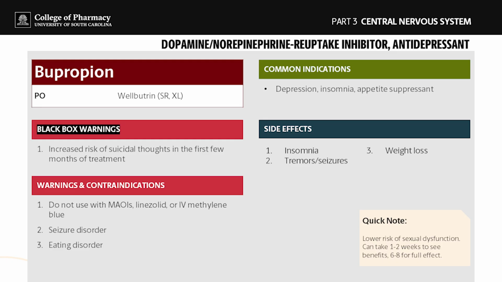Here's a dopamine norepinephrine reuptake inhibitor antidepressant, bupropion, which is the generic name for the brand name Wellbutrin, and there's a Wellbutrin SR and a Wellbutrin XL. It also is used for depression, insomnia, and as an appetite stimulant. Some of the side effects would be insomnia. Some more side effects would be tremors or seizures, and also weight loss. Now wait a minute, that doesn't all add up, does it? But it depends on your patient, okay?